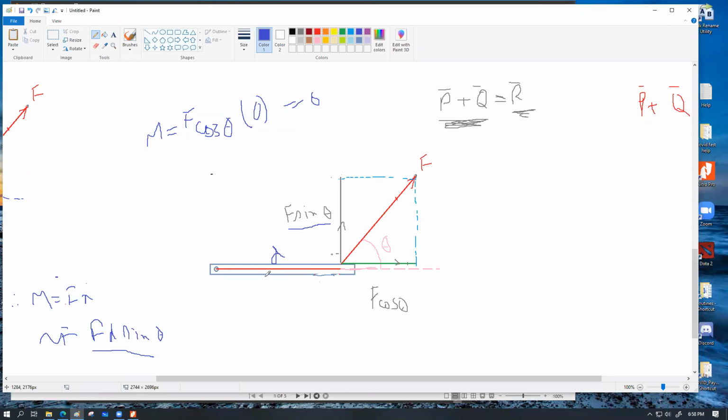Can we all agree on this fact? Check this out. Because the force is directly working along the line of the pivot, this force will not give you any moment. Does that make sense? Yes, sir.